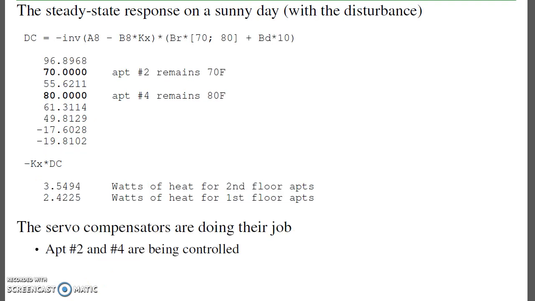If I have the sun shining in, I can see the effect of the feedback gains plus the disturbance. I wind up with apartment number 1 is sweltering. Apartment 4 is still 80 degrees. The servo-compensator will reject a constant disturbance, track a constant set point. Again, those 2 will be dead on. Everyone else is kind of out of luck.